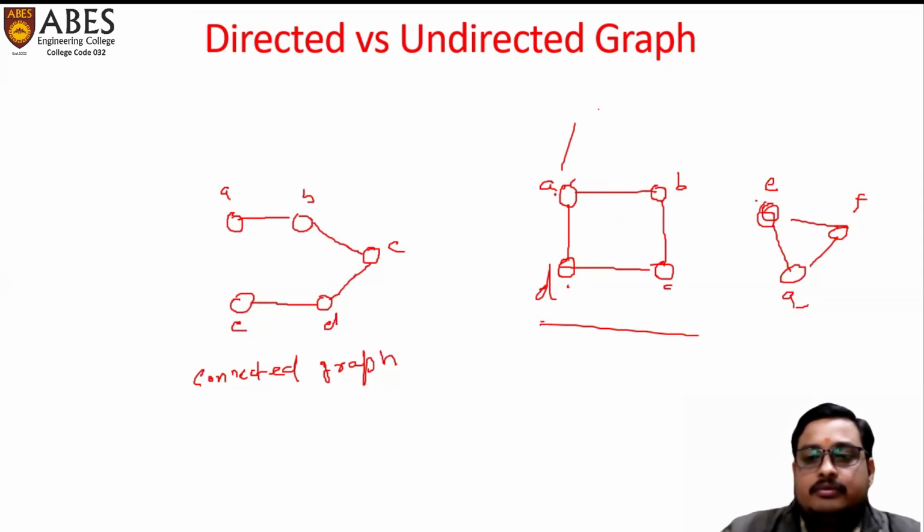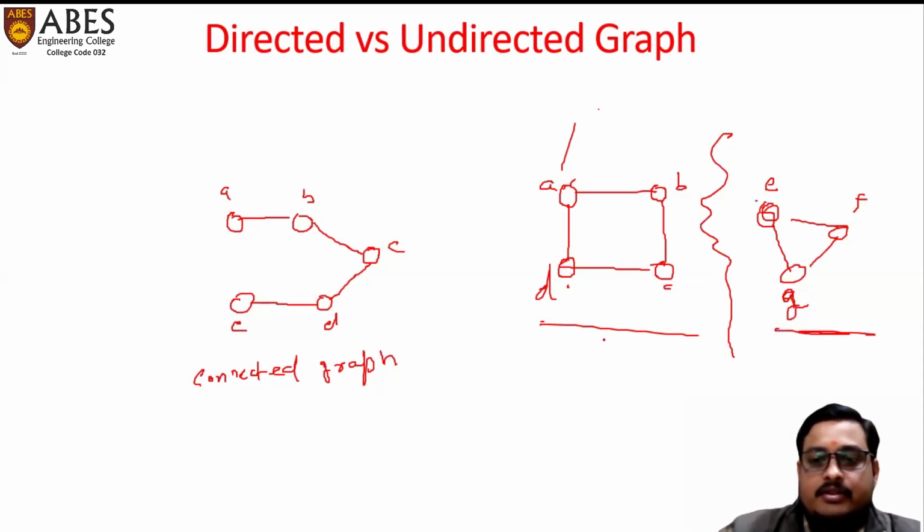But if we want to move to vertex G from A, we cannot reach G from A because this graph is disconnected. It is not connected. Here we have two components. This is the first component C1 and this is the second component C2. Every set of connected vertices is known as a component in a disconnected graph. Here A, B, C, D are connected, and another one is E, F, G, which are connected. So here we have two components in this disconnected graph. This is the example of a disconnected graph.